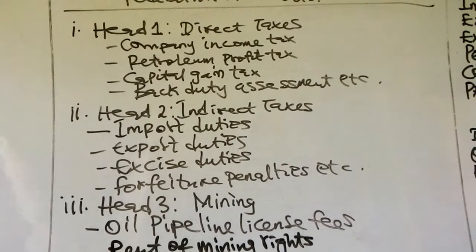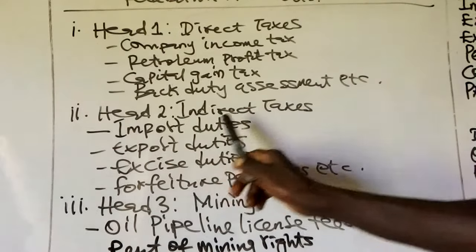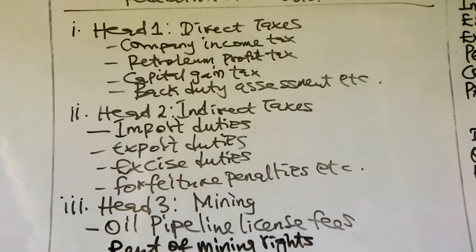I've given you the examples to include the company income tax, the petroleum profit tax, the capital gain tax, and bank duty assessment, etc. I've told you that the PAYE of armed forces, police personnel, foreign affairs, and those in the Federal Capital Territory, Abuja, will not go into the Federation account. Then head number two that will go into the Federation account includes the indirect taxes: import duties, export duties, excise duties, forfeitures, penalties, etc.